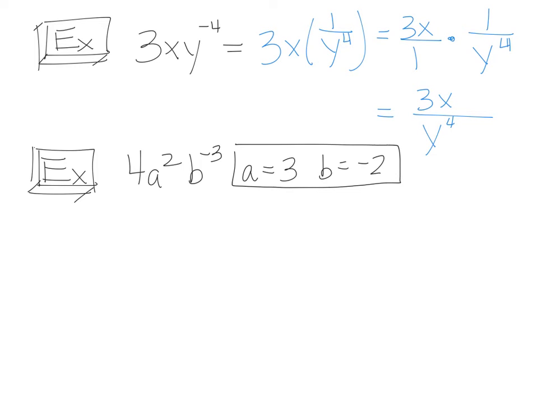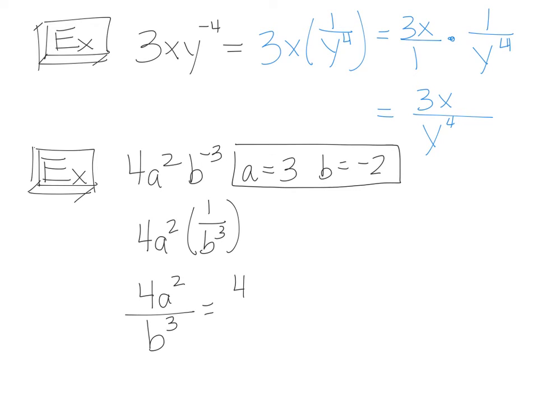Now let's go ahead and use our rules that we have so far. So we have 4a squared, and now I know I'm going to have to change that b to 1 over b cubed. Now, I know that my 4a squared is in the numerator, so I'm going to put that in the numerator. So 4a squared over b cubed. All right, so that would be our answer. However, we have a equals 3 and b equals negative 2. So now we have to substitute in.